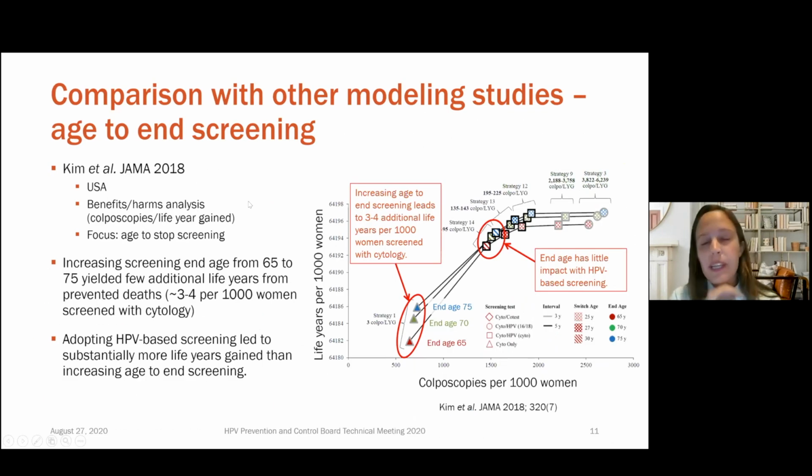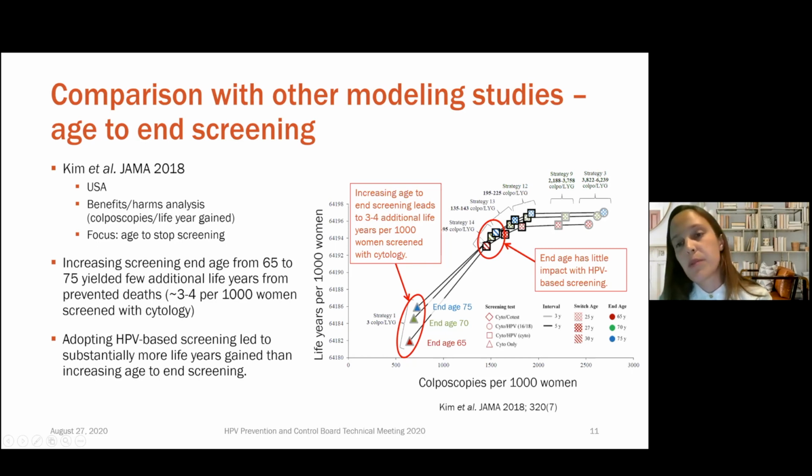I just wanted to point out that this is not necessarily new information, in the sense that other models have predicted this before. So if we look at these results from Kim and colleagues that were published in 2018, I'm showing here a figure that was in the appendix, so you'd have to dig a lot to find this figure. Essentially, they predicted somewhat the same thing, where if you look at cytology screening, which are the triangles here on the figure, then the age at which you stop screening does seem to matter a little bit. You can gain a few additional life years per 1,000 women screened with cytology.